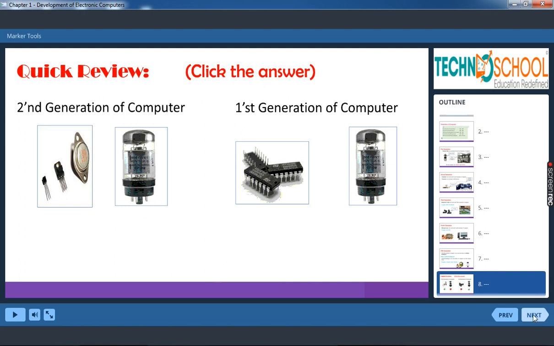Okay, now we'll try to find the answers. We have to click on the answer. Second generation of computer. Which device belongs to second generation of computer? Yes, first one is transistor, second one is vacuum tube. So in second generation, what is the device used? Excellent answer, transistors. Correct answer. First generation of computer. What is the name of this device? Good, integrated circuit. What is this? Vacuum tube. So first generation of computer used vacuum tube. Good, right answer.